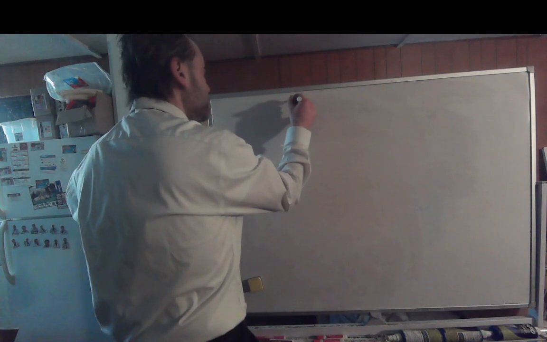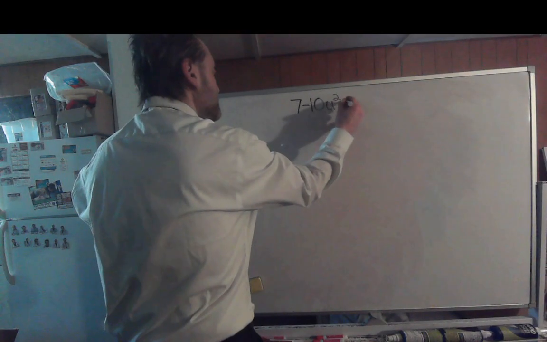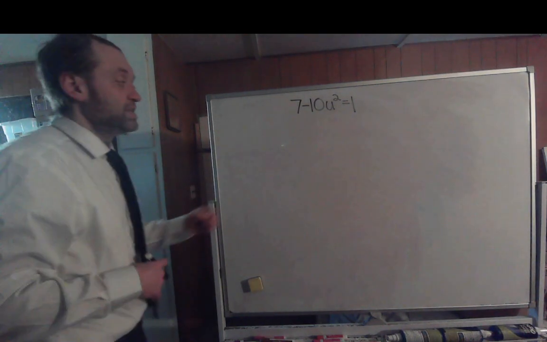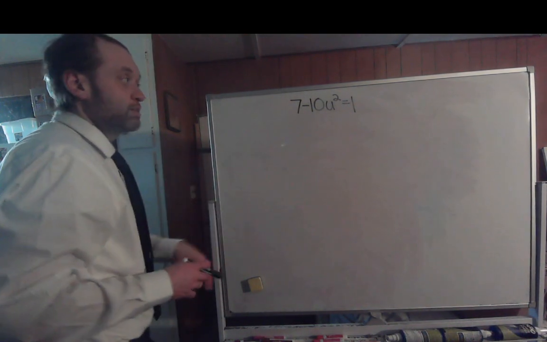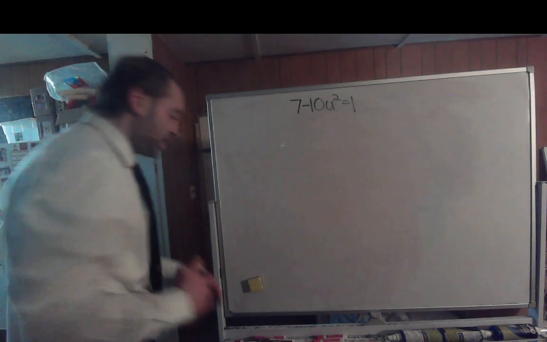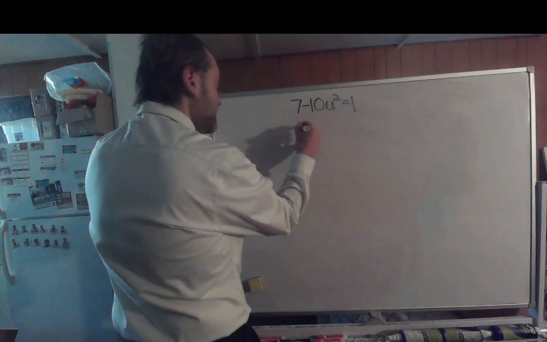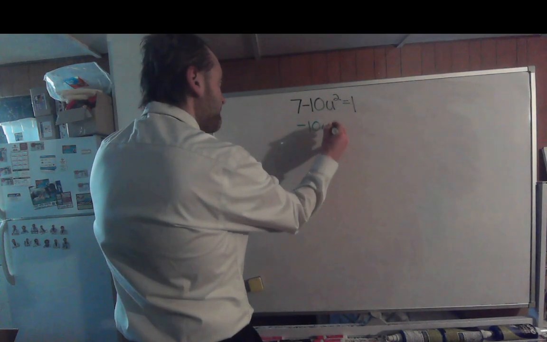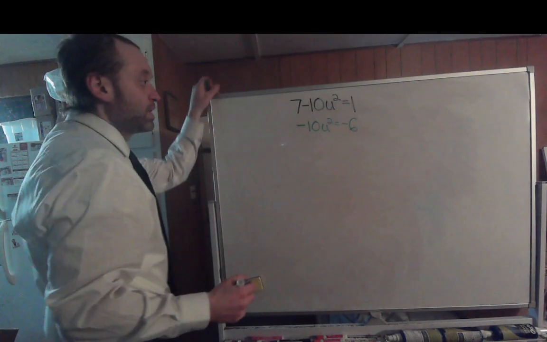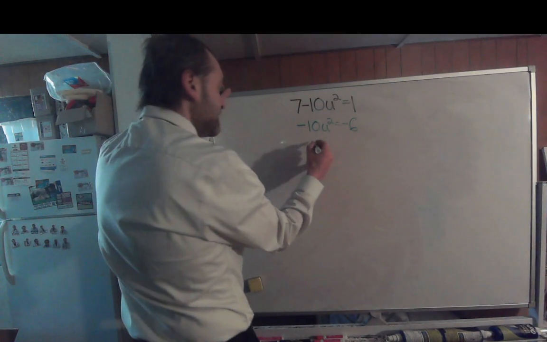All right, let's see. We have 7 minus 10u squared is equal to 1. Well, that's going to be a good one. Let's get that negative 10u squared by itself, so subtract 7 from both sides. If you do that, you'll end up just getting negative 10u squared is equal to negative 6. Now we just want to get the u squared by itself, so divide both sides by negative 10.